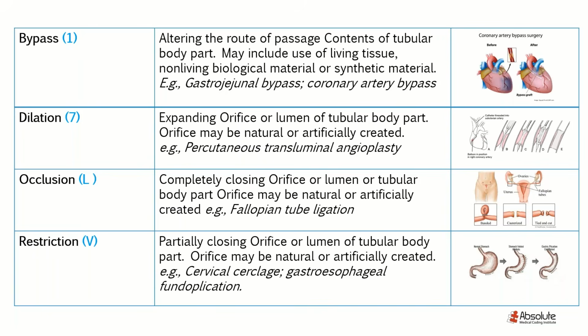Value L, occlusion. This is completely closing an orifice or lumen of a tubular body part. The orifice may be natural or artificially created, such as a natural orifice, such as the fallopian tube, a tubal ligation. That's occlusion. That's an example. There's some good images to the right. Value V, restriction. This is partially closing an orifice or lumen of a tubular body part. The orifice may be natural or artificially created.